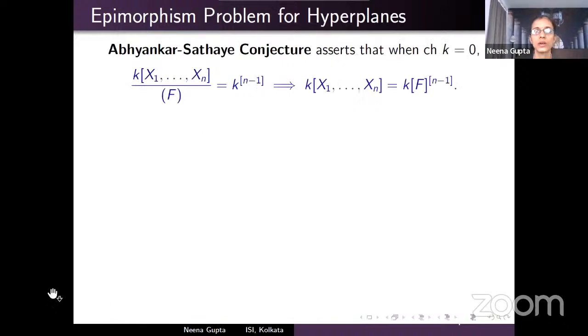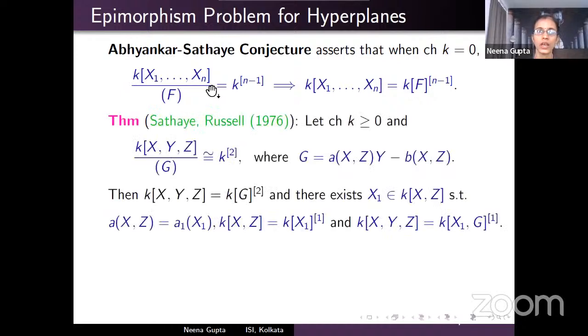And this leads to the Bhatwadekar-Sathaye conjecture that over a field of characteristic 0, whenever f defines an affine (n-1)-space, then f must be a coordinate. So this is a conjecture, and it's open. The n equal to 2 case was due to Bhatwadekar-Moh and independently by Suzuki.